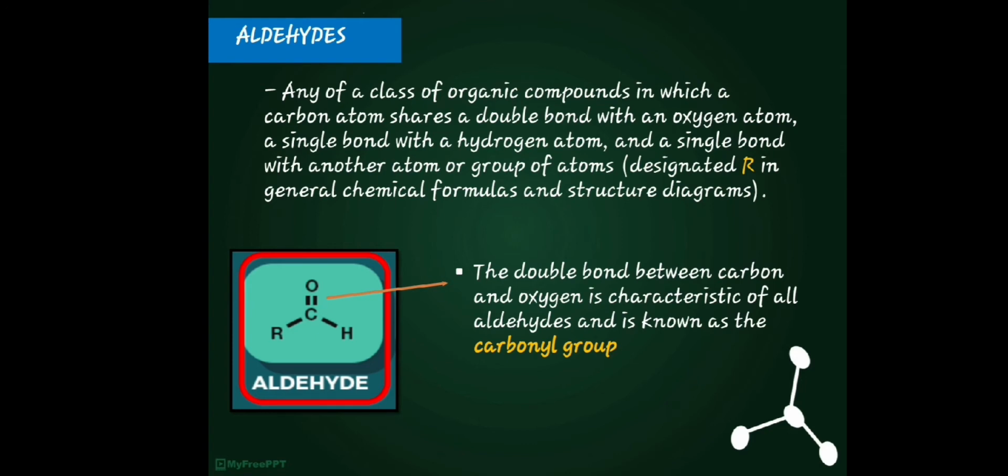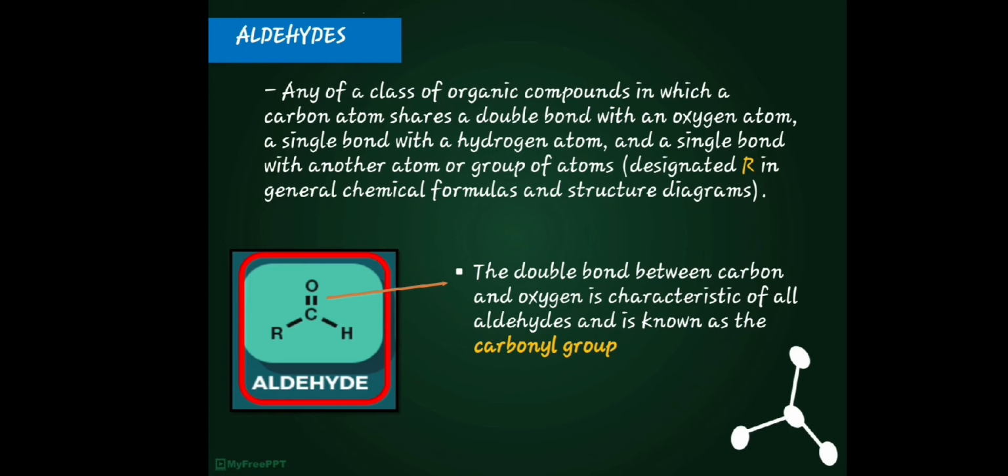So an aldehyde is any of a class of organic compounds in which a carbon atom shares a double bond with one atom and a single bond with another atom or group of atoms. So the structure of aldehydes is designated in general chemical formulas and structure diagrams. As you can see in the illustration below, the double bond between carbon and oxygen is characteristic of all aldehydes, and it is known as the carbonyl group.